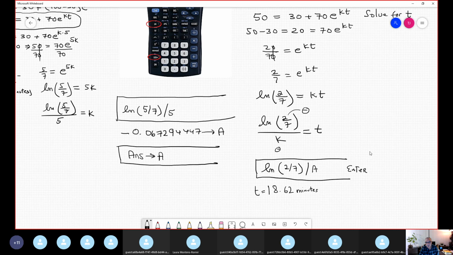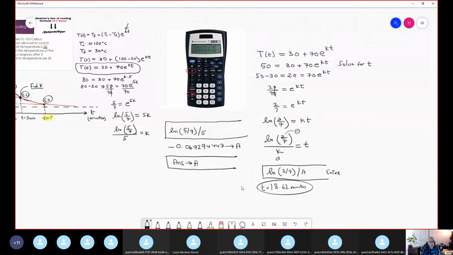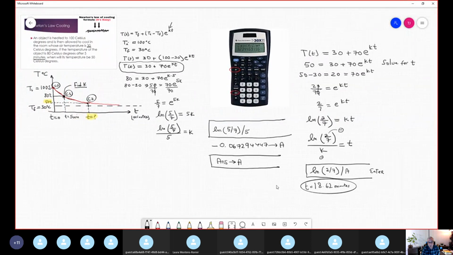So this object, we cannot specify the nature of the object. It's cooling in 18.62 minutes, and the temperature decreases from 100 Celsius degrees to 50 Celsius degrees in 18.62 minutes. Okay? Any question, right?